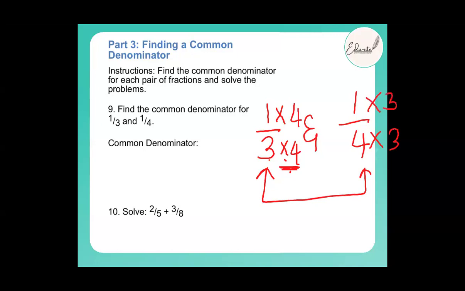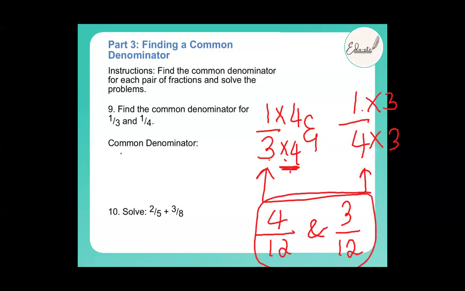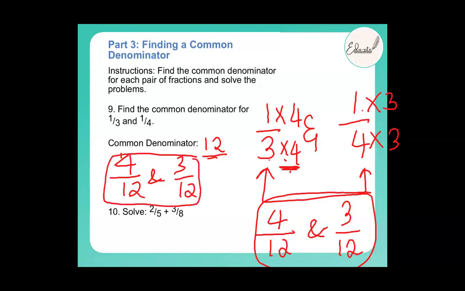Now, 1 times 4 into 1 is 4. 4 into 3 is 12. 1 into 3 is 3. 4 into 3 is 12. So this is your answer, Anis. The common denominator is 12. Right? Common denominator is 12. And the like answer is 4 over 12 and 3 over 12. This is the like fraction that you get.